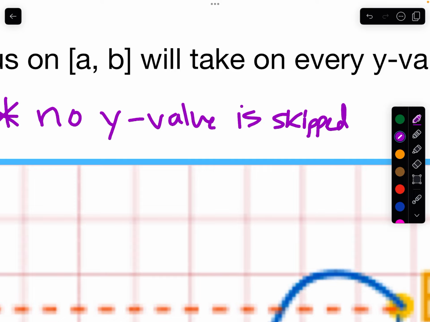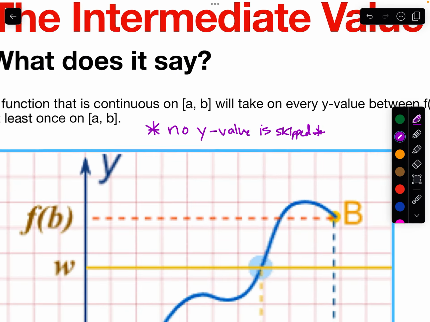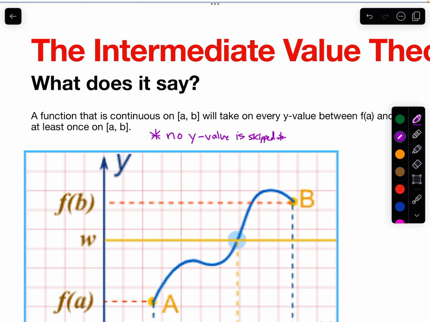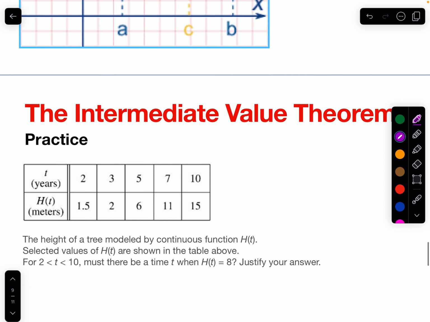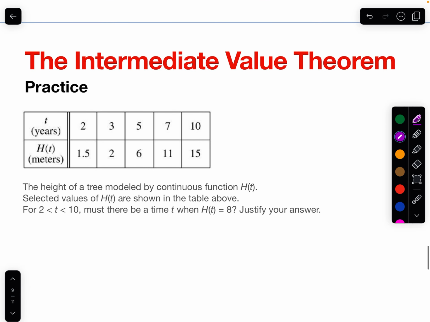Can't do it. Can't pick up your pencil. Can't do a jump. Can't make a hole. Can't make an asymptote. Got to hit everything between f of a and f of b if that function is continuous. That's the detail we need to have there. We could be asked multiple choice questions about IVT. We could be asked free response questions as well. And here's one such example.